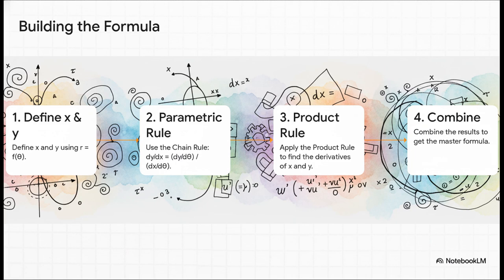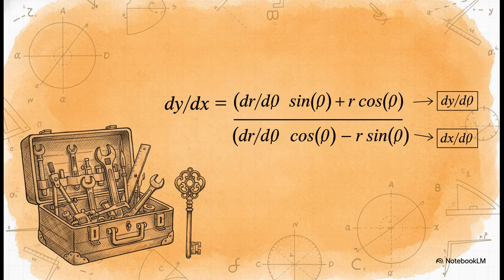And building this formula is totally logical, step by step. We start with those x and y definitions, then we bring in the chain rule for parametric curves, which tells us the slope is just the derivative of y with respect to theta, divided by the derivative of x with respect to theta. Now, since both x and y are products, we just have to use the product rule, put it all together, and boom. And voila, here it is.